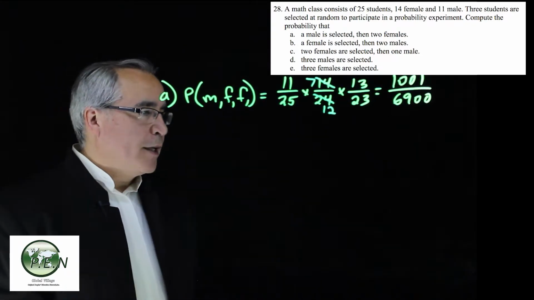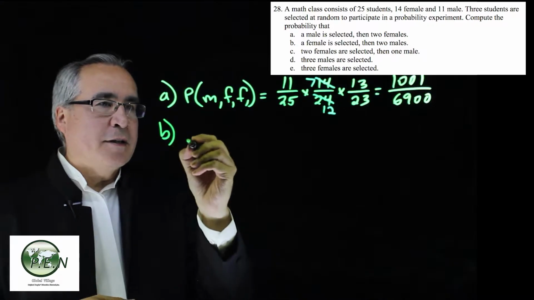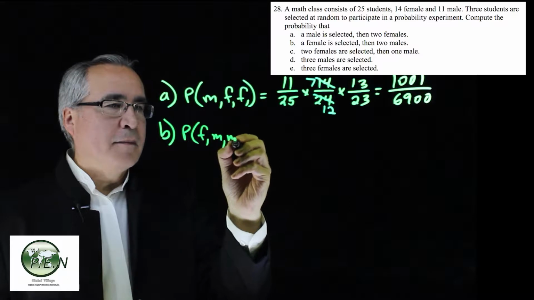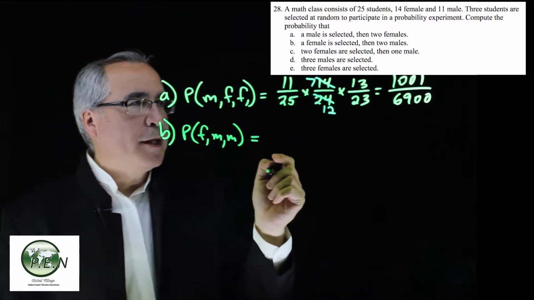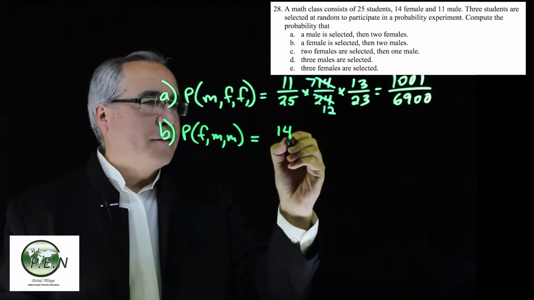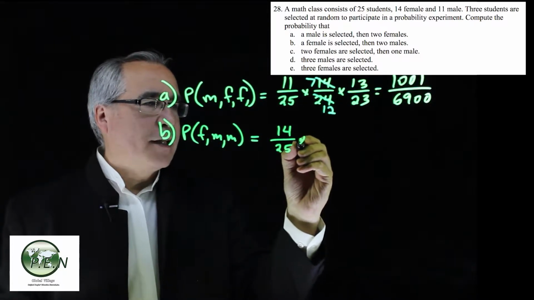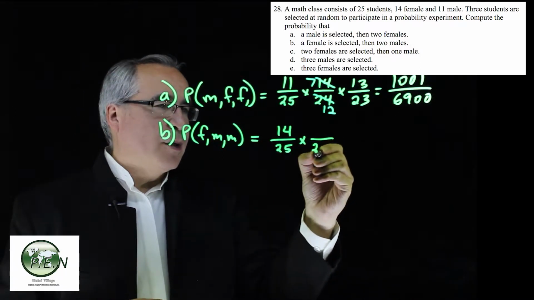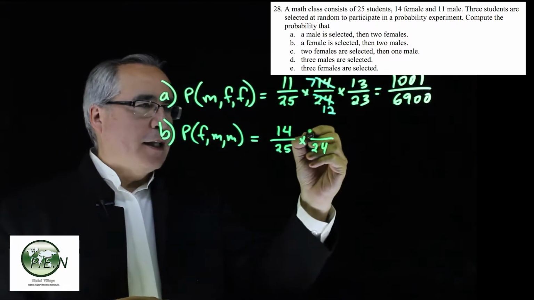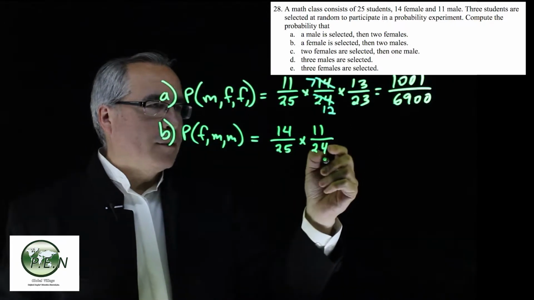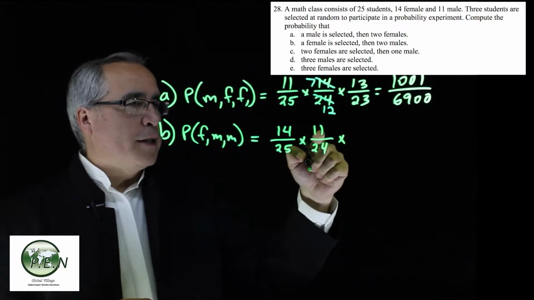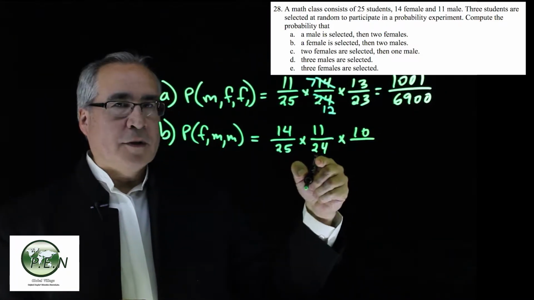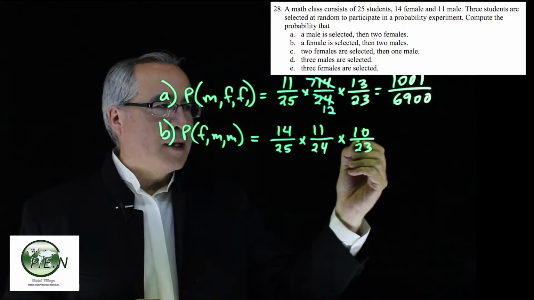The B part, they're going to get the probability of getting a female, male, male. So the female first means we got 14 out of 25. 14 females, 25 students. There's 1 less student, so we're down to 24 students. There are still 11 males because we're getting the second one as a male. The third one will be a male, but we'll have 1 less than 11, so we'll have 10. And the total number of students has reduced down to 23.